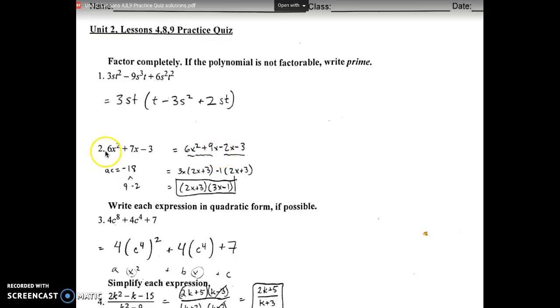You're going to do that whenever the a value is not 1. So once you split that up, you have 4 terms, and then you're going to group them by 2 terms. The first 2 terms have a 3x in common, and you're left with 2x plus 3. The second 2 terms are also going to have a 2x plus 3 that's left over. So we want to figure out what number times 2x gives me negative 2x, and that number is negative 1. So my first factor is 2x plus 3, and my second factor is 3x minus 1.